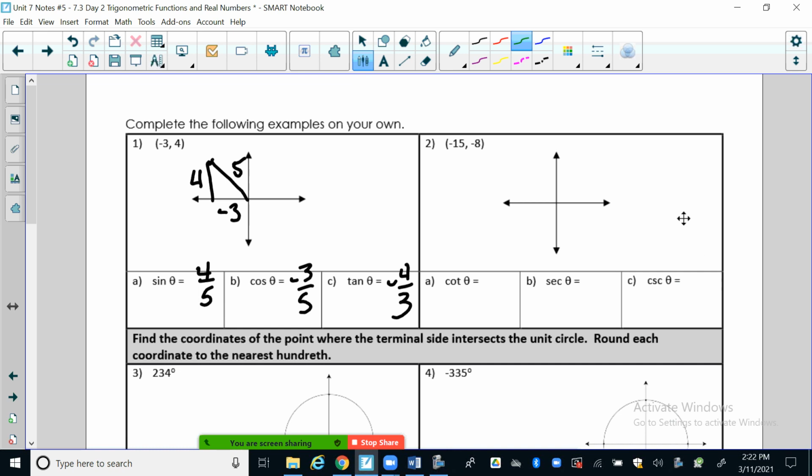And verifying our signs, since we are in quadrant 2, all students take calculus, sine and cosecant should be positive, but everything else should be negative. So sine is positive, but cosine and tangent are negative. So we're good with positives and negatives. All right, and number 2.